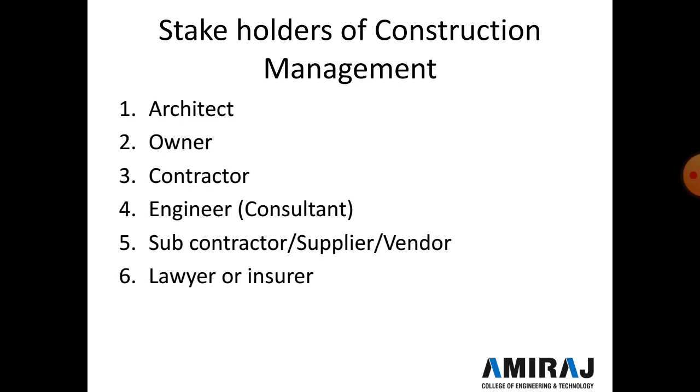Now the last stakeholder is the lawyer or insurer. The lawyer plays a minor role or part in the construction project. Lawyers specialized in claim settlement and disputes play an important role in domestic projects in India as well as in international projects. In India, some of the construction firms have a separate legal cell consisting of lawyers specializing in construction disputes. So these are the main 6 stakeholders in construction management.